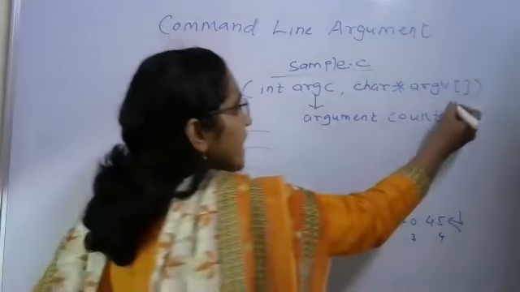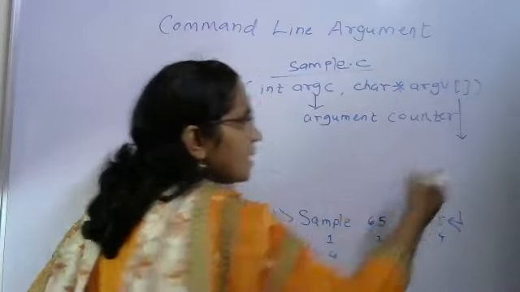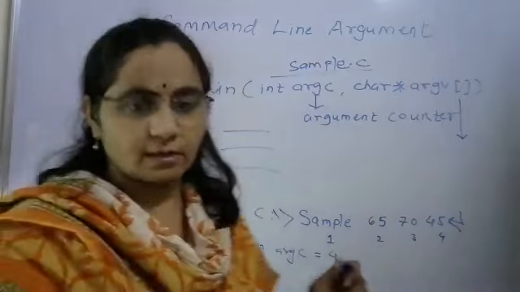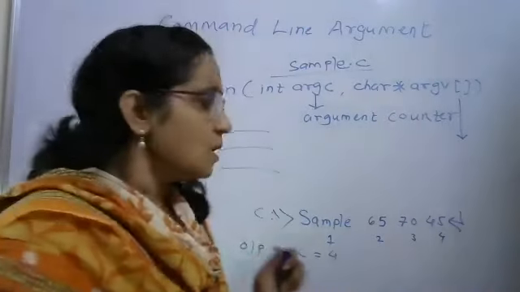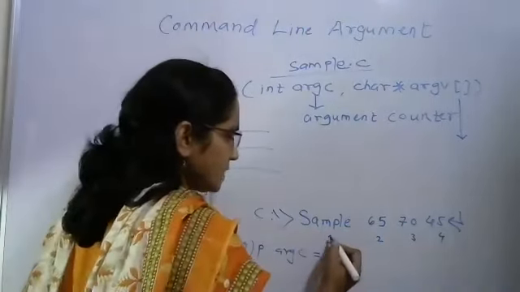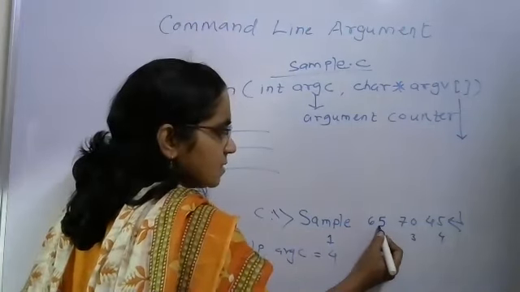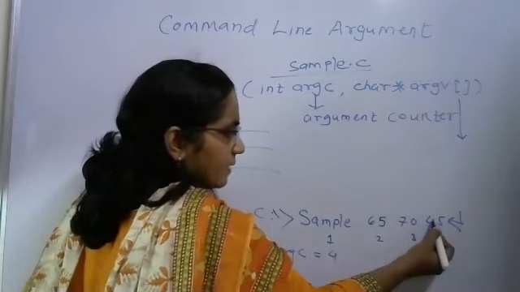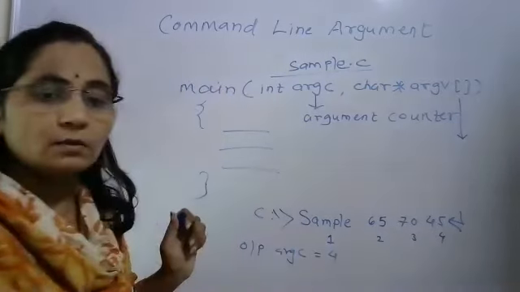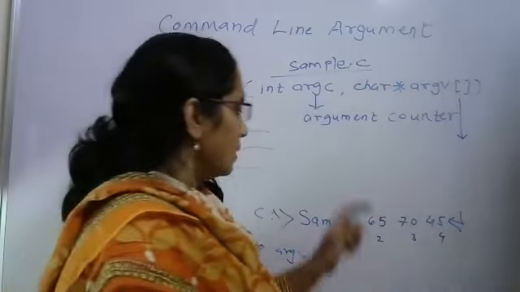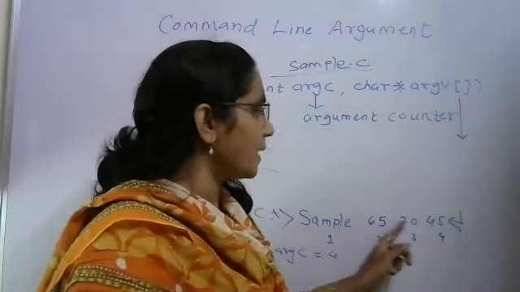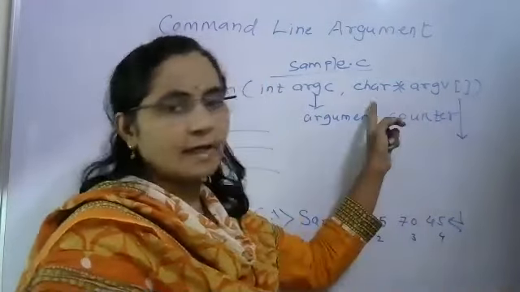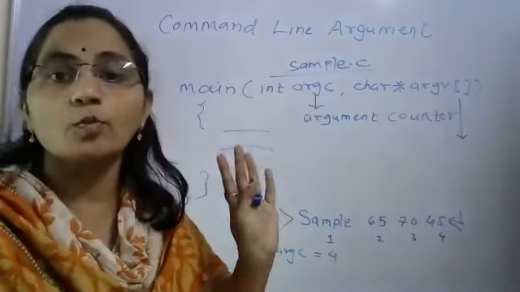Then what is ARGV? It is the actual array or vector. Argument vector means the first value is sample, the second value is 65, the third value is 70, the fourth value is 45. All these 4 values are stored in an array of type character, and this is called the argument vector.